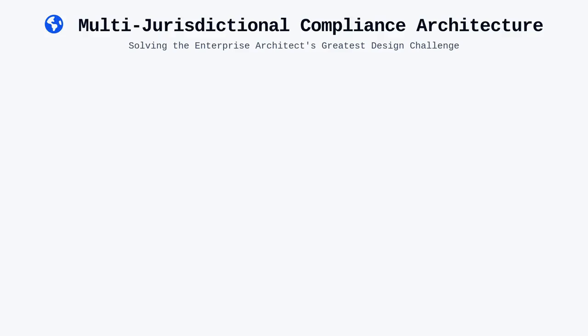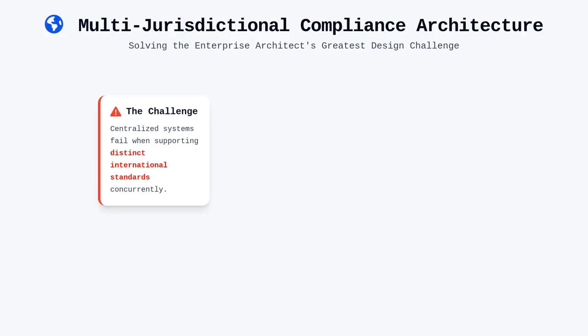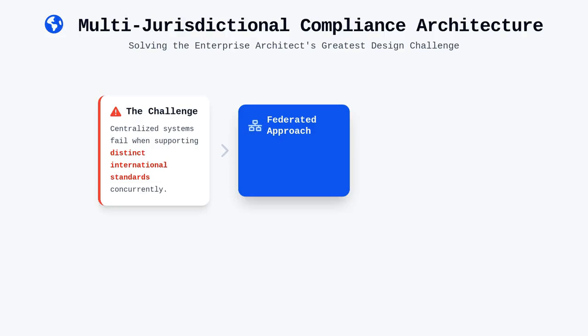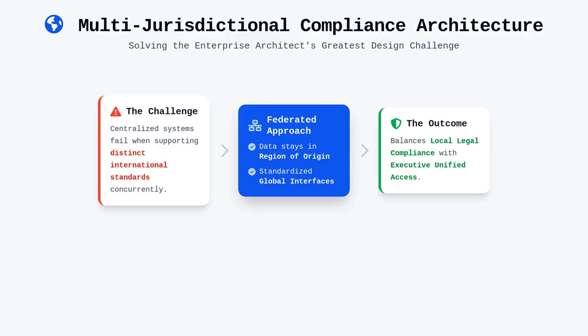Managing multi-jurisdictional compliance architectures represents perhaps the most significant challenge for modern enterprise architects. When your database structures must concurrently support distinct international standards, you are faced with a complex design problem that standard centralized systems often fail to address. You might consider a federated database approach, where data remains within its region of origin while providing standardized interfaces for global reporting. This architecture allows you to maintain compliance with local laws, while meeting executive requirements for unified data access.